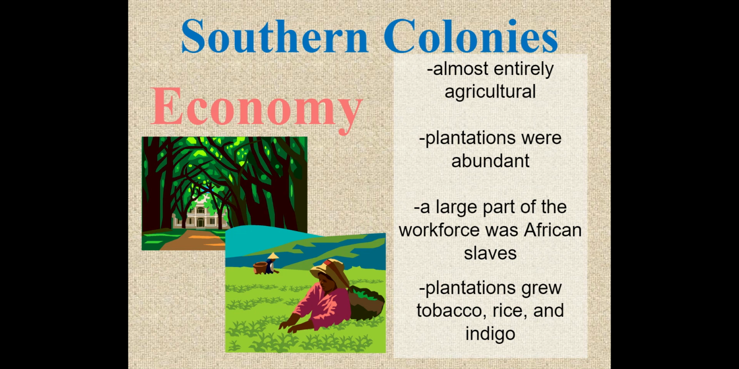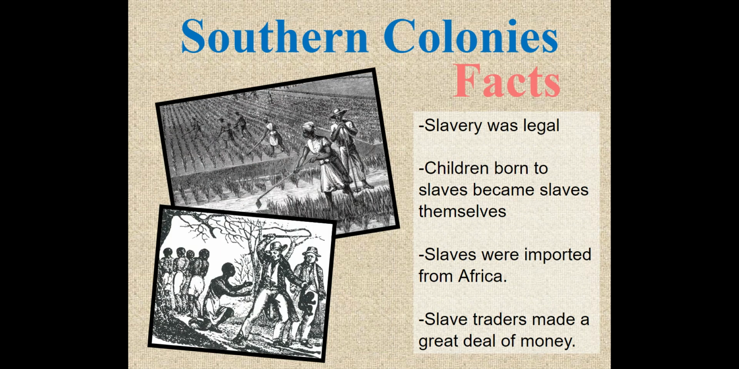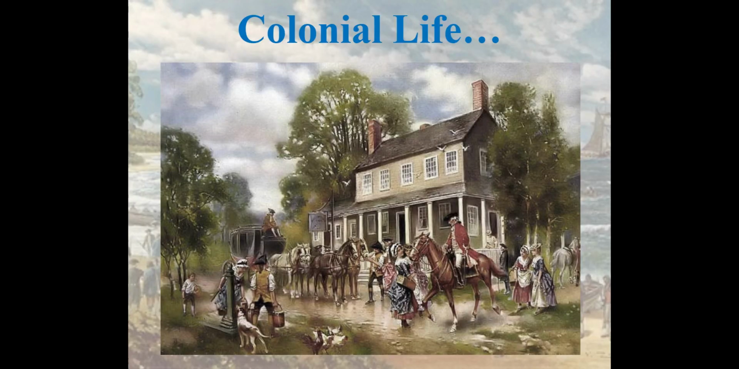Okay, economy. Almost entirely agricultural. Plantations were abundant. A large part of the workforce was African slaves. Plantations grew tobacco, rice, and indigo. Slavery was legal. Children born to slaves became slaves themselves. Slaves were imported from Africa. Slave traders made a great deal of money.